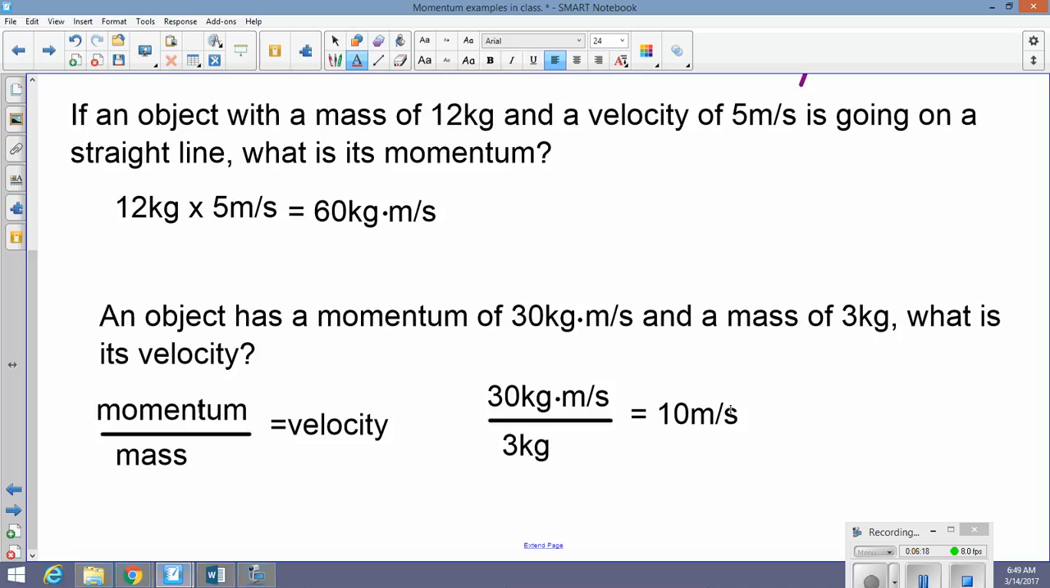That is the velocity of an object with 30 kilograms meters per second of momentum and a mass of 3 kilograms. I hope this helps you out.